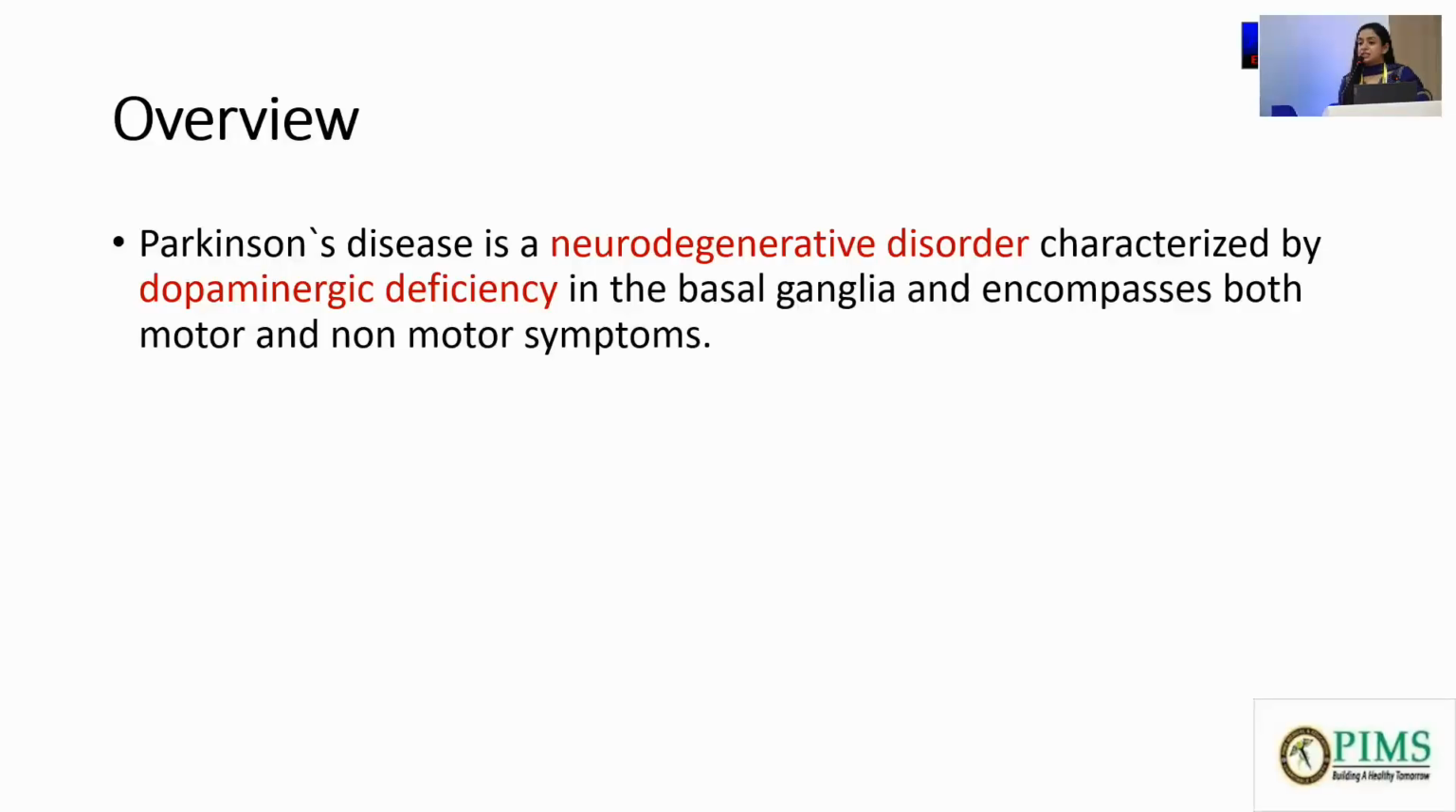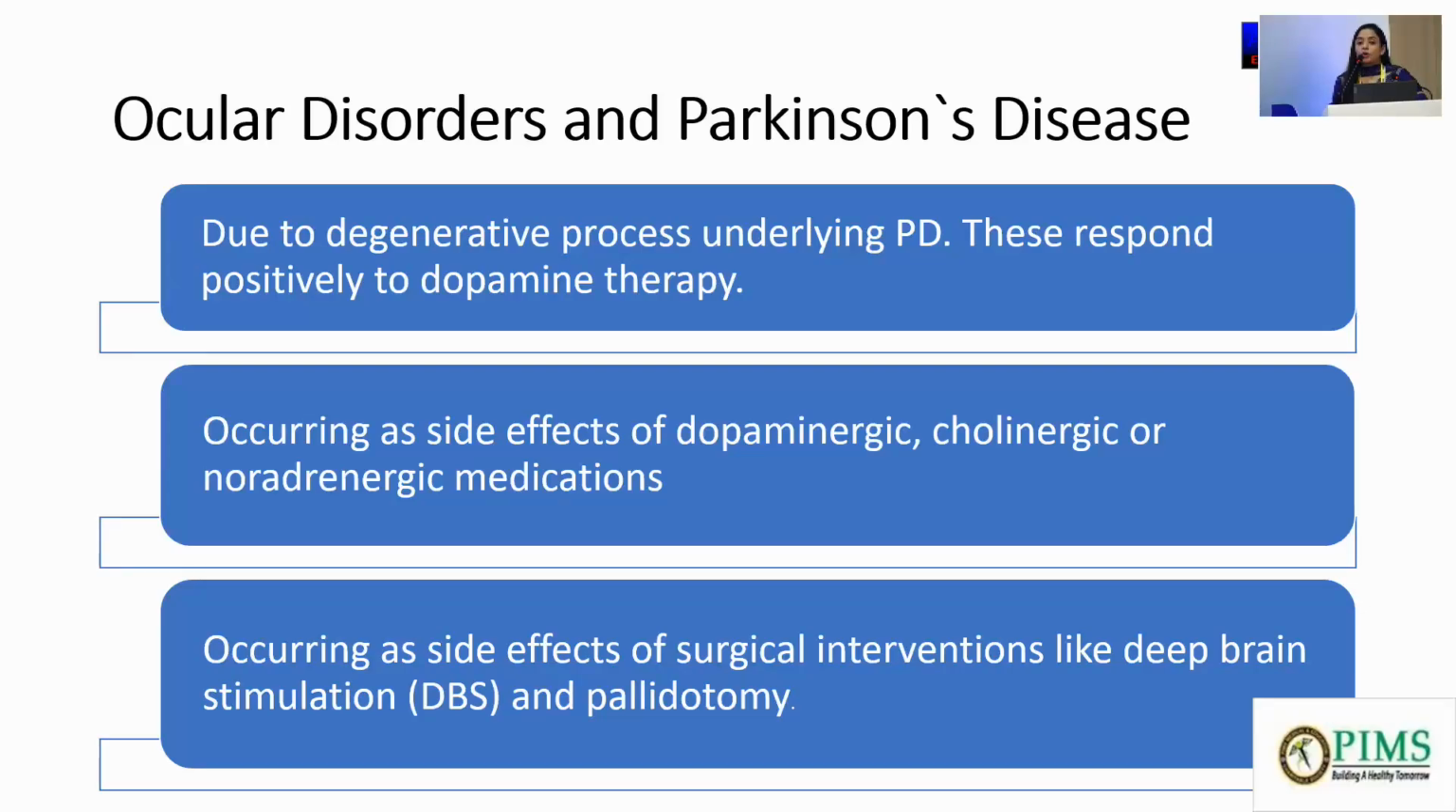So Parkinson's disease, as we all know, is a neurodegenerative disorder which is characterized by dopaminergic deficiency in the basal ganglia, and it encompasses both motor and non-motor symptoms. So the ocular disorders occurring in Parkinson's disease can be categorized majorly into three categories. The first one are due to degenerative process underlying the Parkinson's disease, that is due to dopaminergic deficiency, and these respond positively to dopamine therapy.